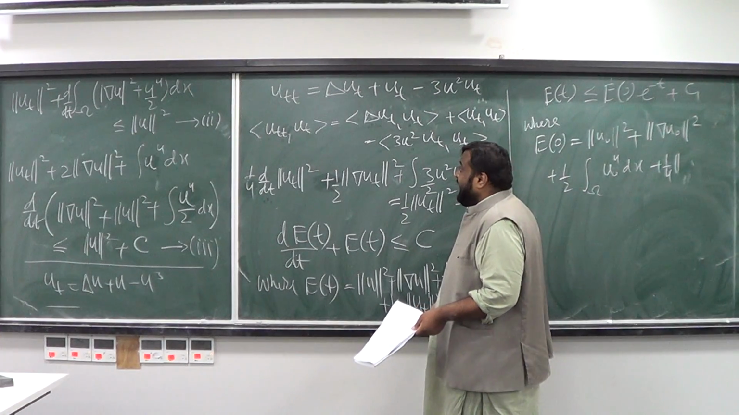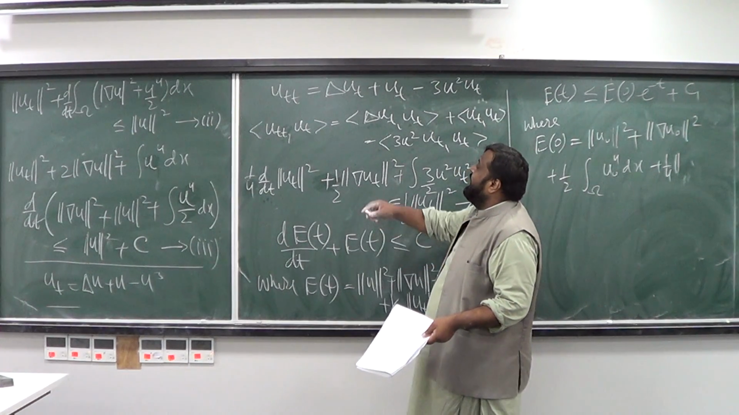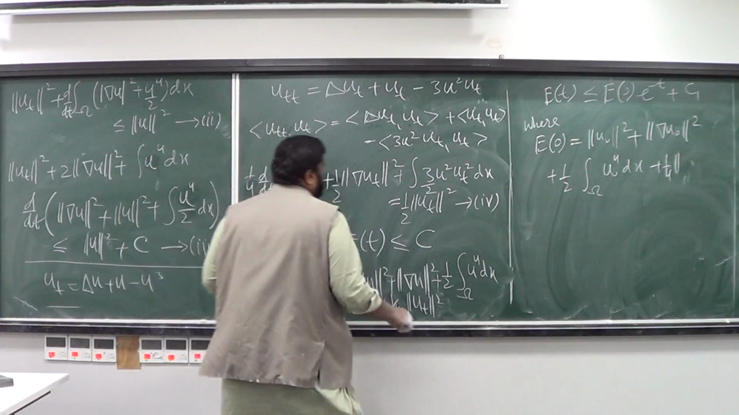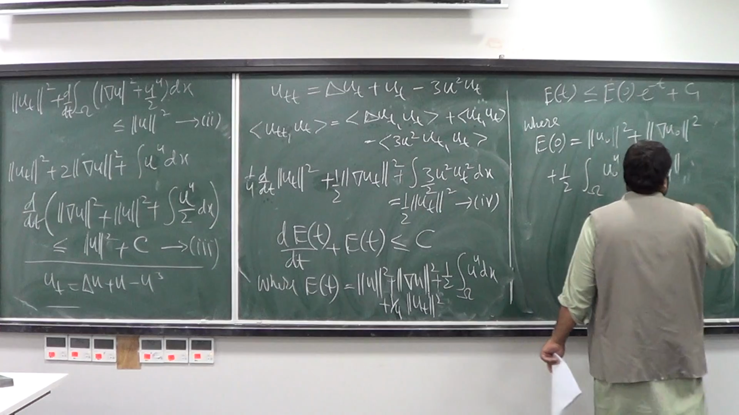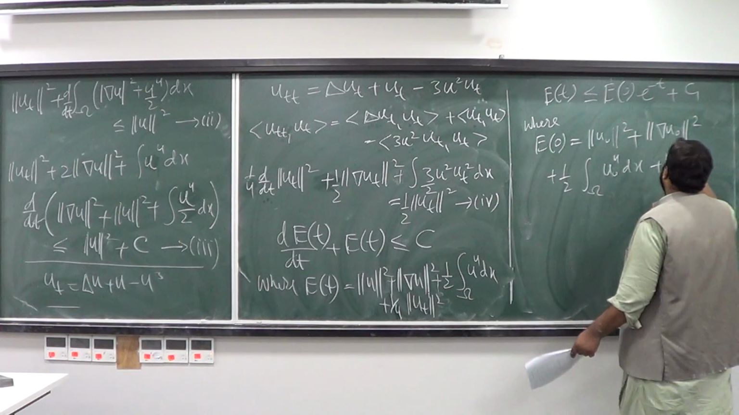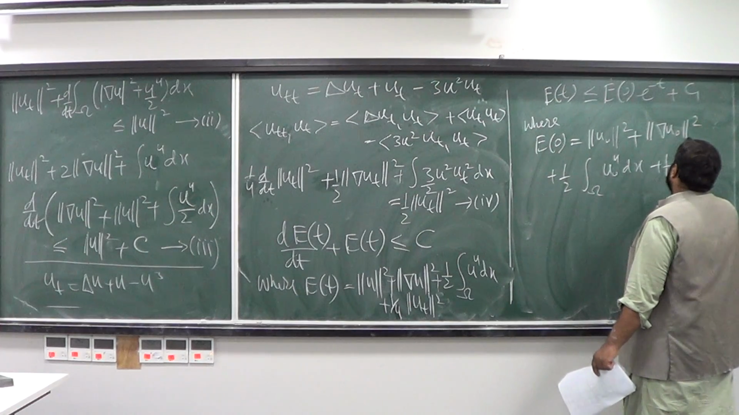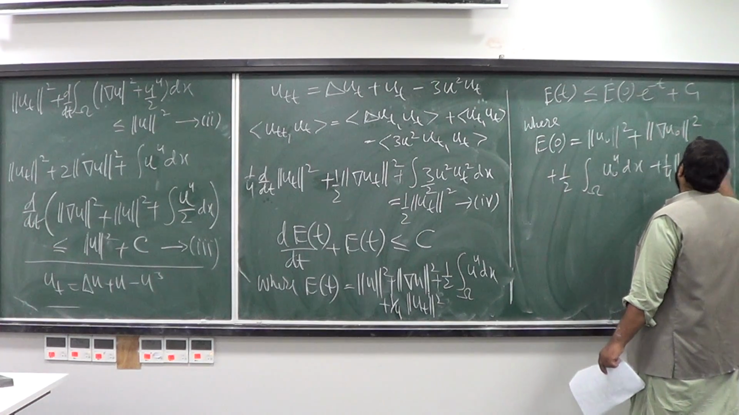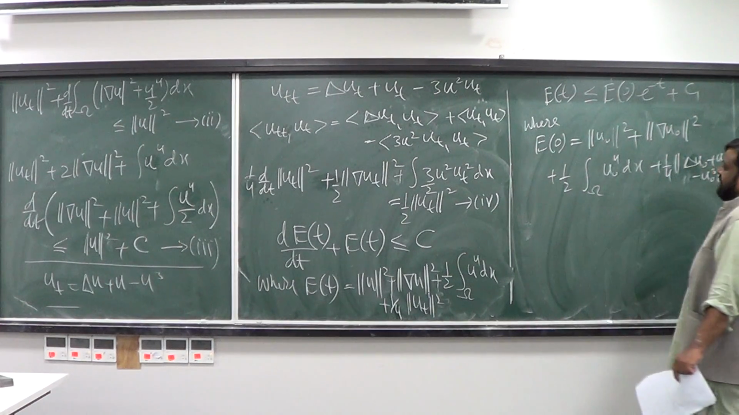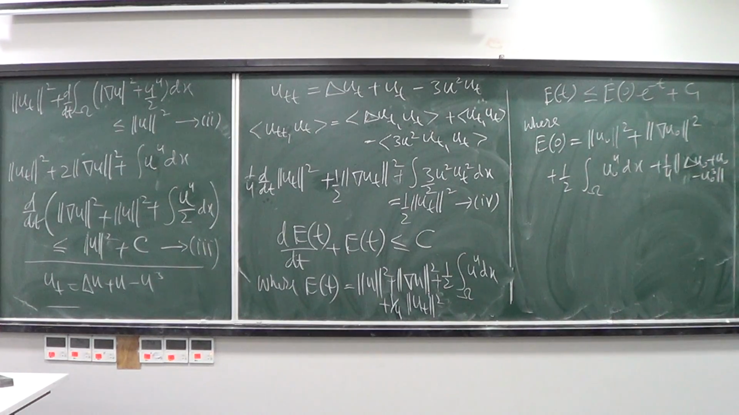So what we can say is, I know that u_t is Laplace u plus u minus u cube, so I can say that this last term will become like this. It's going to be Laplace u0 plus u0 minus u0 cube actually. So this really is the E of 0.